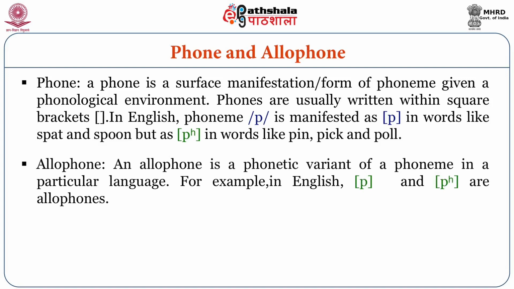An allophone is a phonetic variant of a phoneme in a particular language. For example, in English, when it is within brackets simple p, it's p, and when there comes a superscript h, then it is aspirated p. They are allophones.